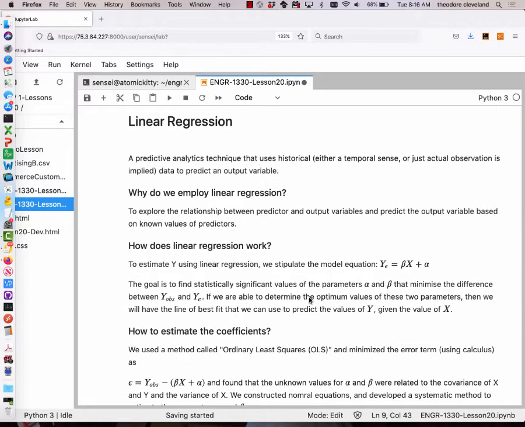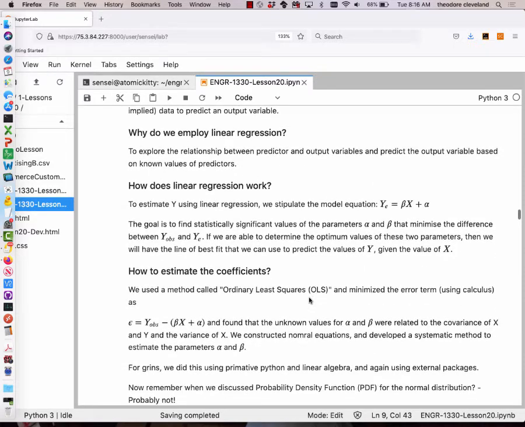Okay, so with that introduction, let's remind ourselves about our friend linear regression. It was a predictive technique that uses prior observations, so that's what's meant by the word historical, not necessarily in a temporal sense, to predict an output variable. So nothing new there. Why do we do it? Officially to explore predictor and output variables.